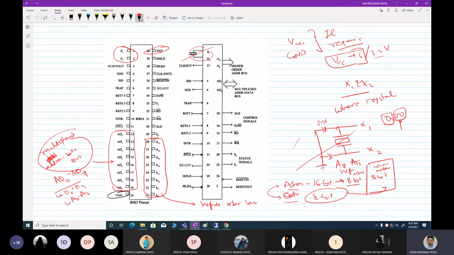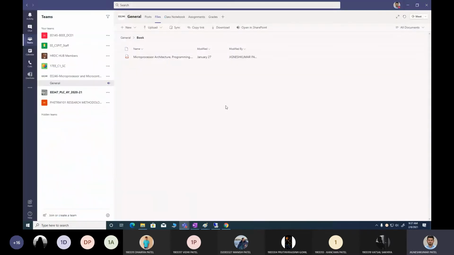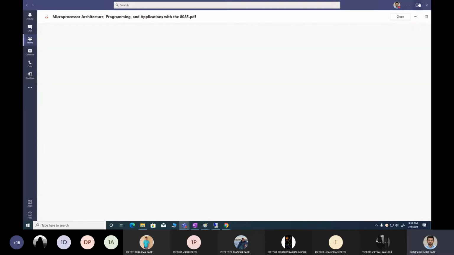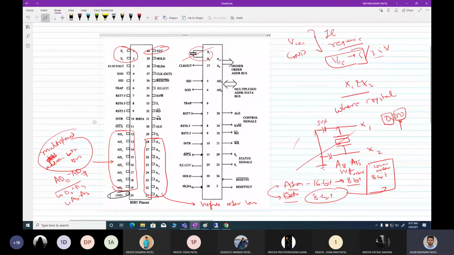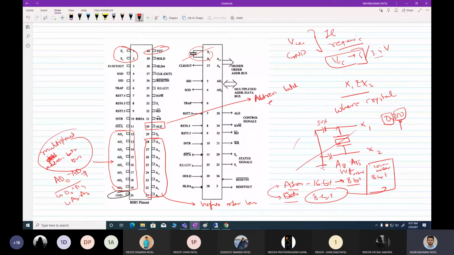Now, how to differentiate the two? How do you differentiate the address bus from the data bus? That's also an important question. Let me open it in the background. To separate out this multiplex address data bus, we use a dedicated pin, and that pin is the ALE pin. What is the ALE pin? ALE is the address latch enable pin.